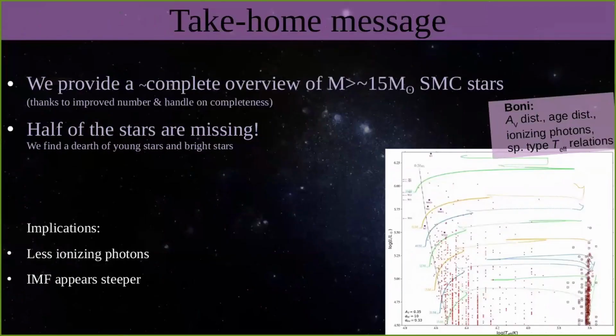So the takeaway message is that we provide a hopefully nearly complete overview of massive stars in excess of 15 solar masses in the SMC. And surprisingly, half of the stars are missing. We found a dearth of bright and young stars. And the last thing I wanted to say is that if the explanation is not the star formation history, then this should have implications for the amount of ionizing photons and the way the IMF appears, if these stars are there but do not manifest themselves as such. That is it. Thank you very much.